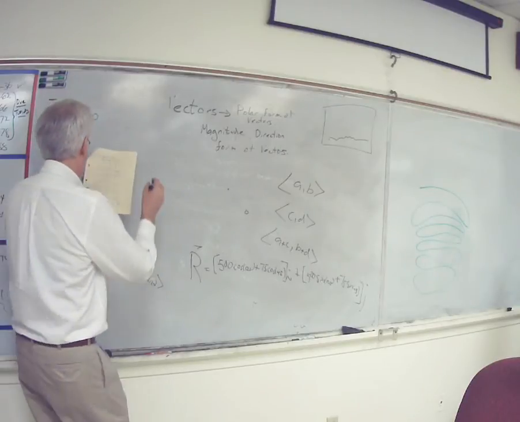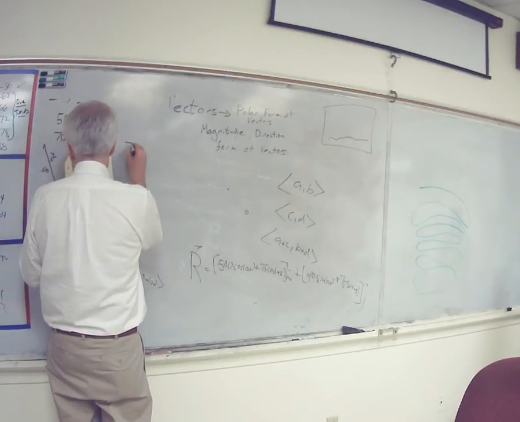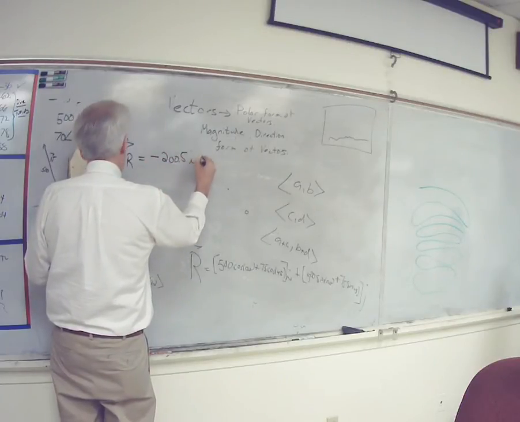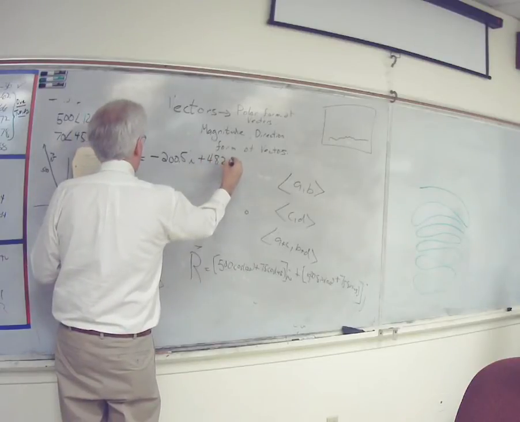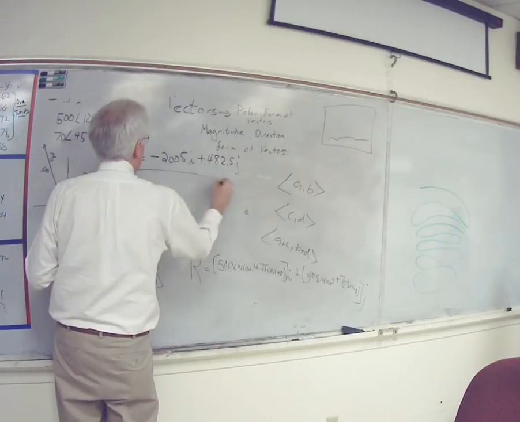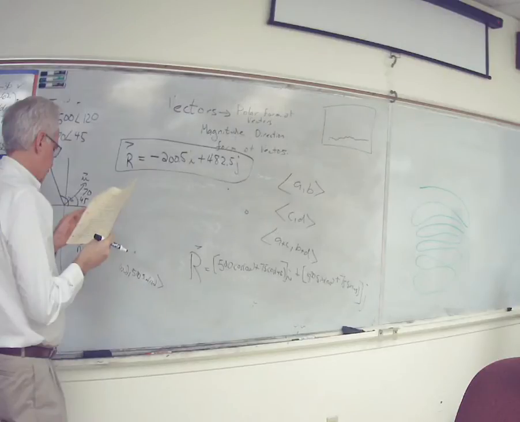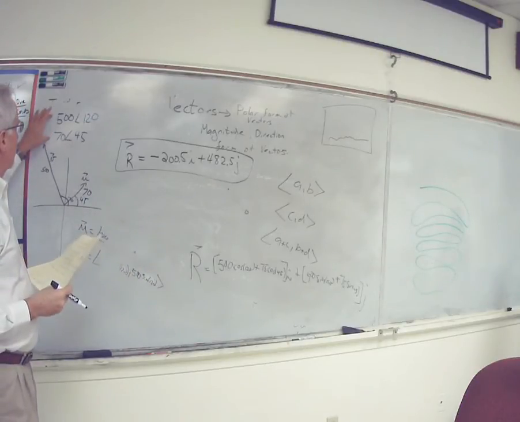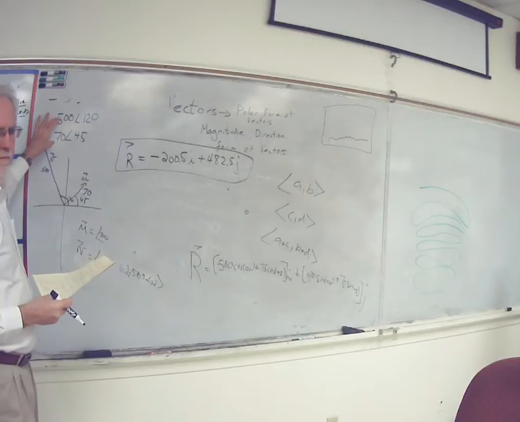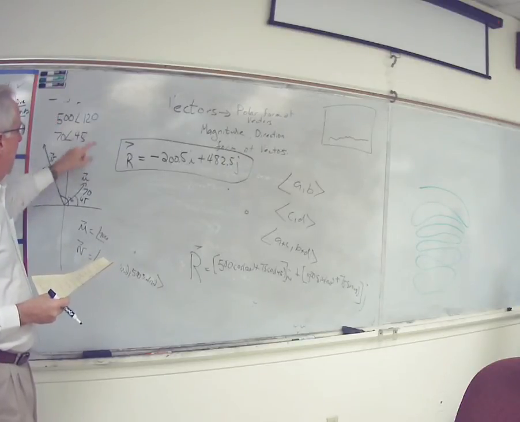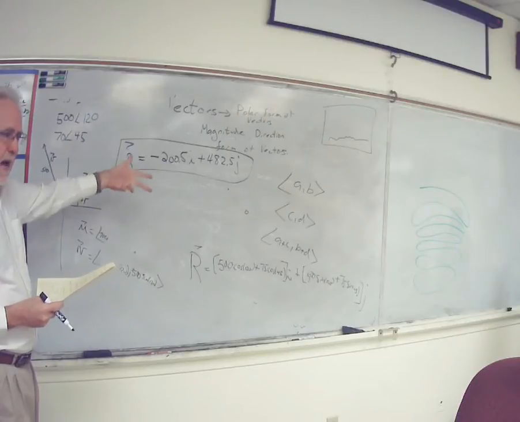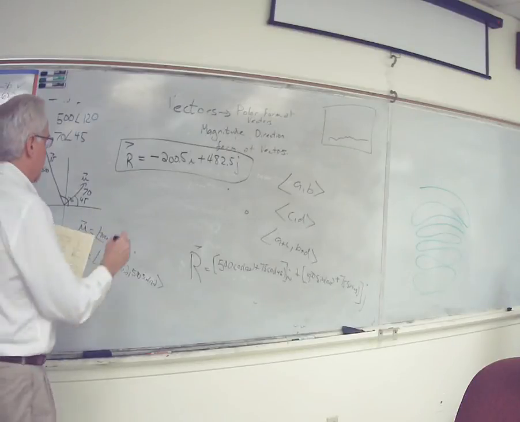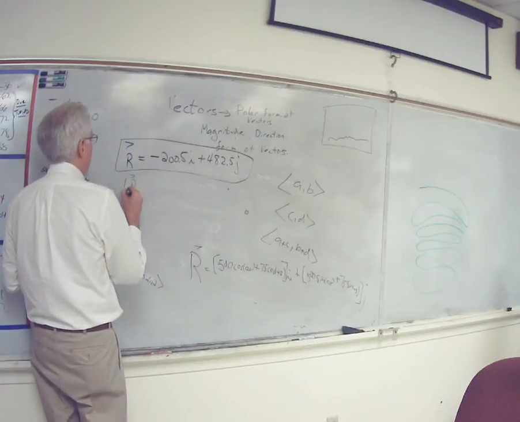All right, so when we add all that up, the resulting vector is equal to minus 200.5 in the I direction plus 482.5 in the J direction. That is the resulting vector. Now, the problem was given to you in what form? Polar. I've got an answer, but I have to give it back to you the way you gave it to me. So now I have to convert this to polar.